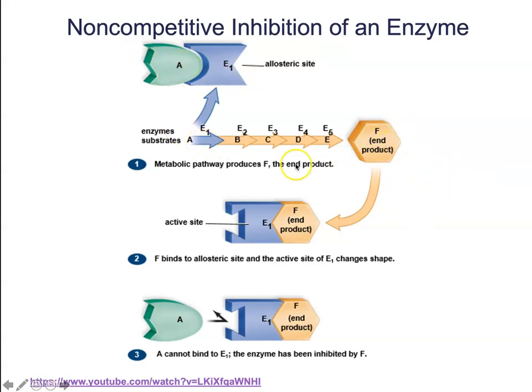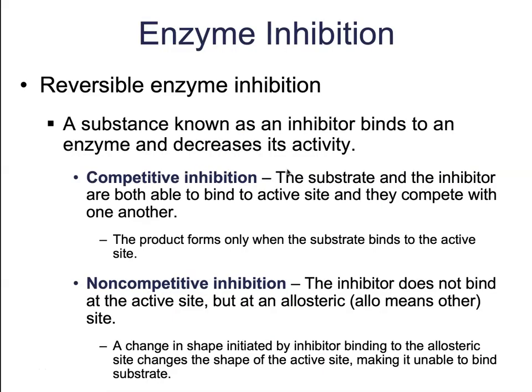Once too much F builds up, this process is going to shut down, starting right back here at the beginning. We'll stop converting A to B. Then once we use up F, it'll go away, and production can begin again. It works very much like your thermostat. Your thermostat waits until the temperature gets too high, and then it shuts off, and then it waits till the temperature gets too low, then it kicks back on, and then once the temperature gets too high, it shuts off, and this is how we can regulate the temperature inside of a house. So this is non-competitive inhibition.